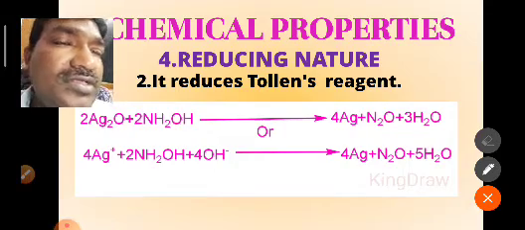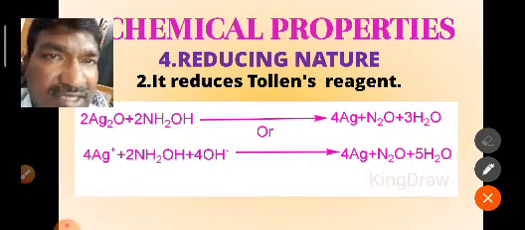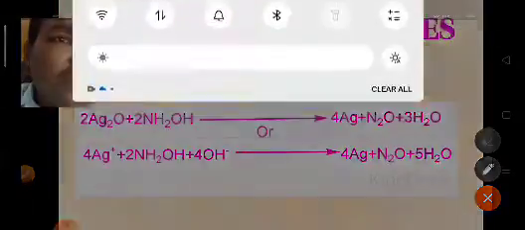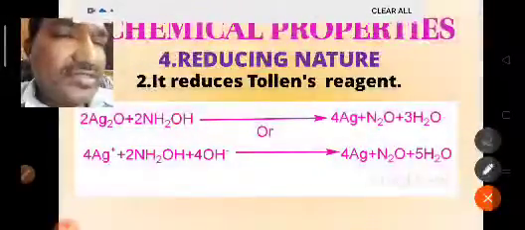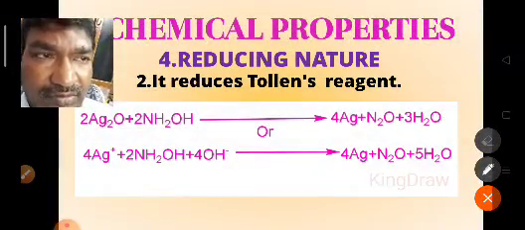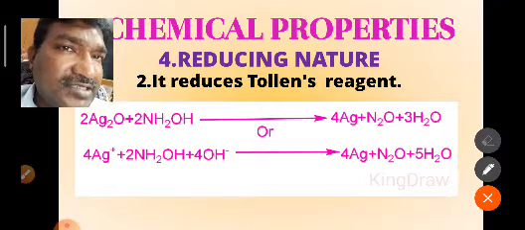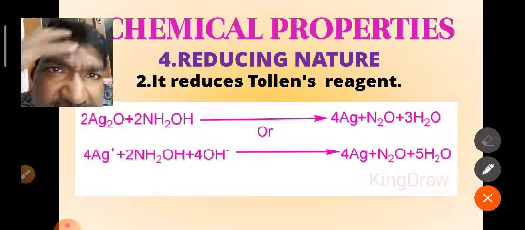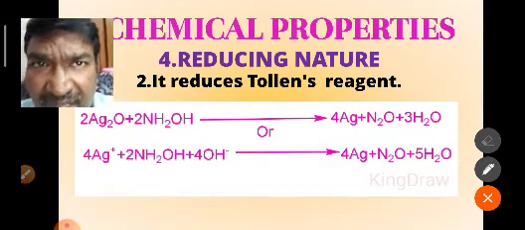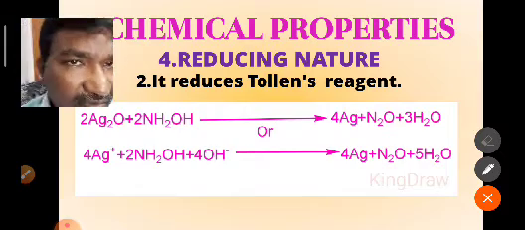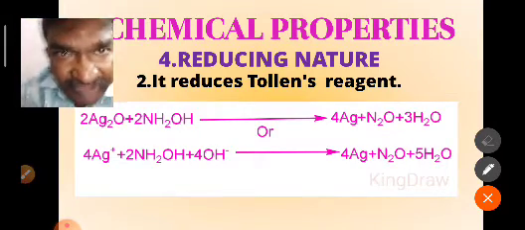So in the first equation, the simple way, the reactants and products are shown. In the second method, hydroxide ions are also written. In either way, we can write the equation.